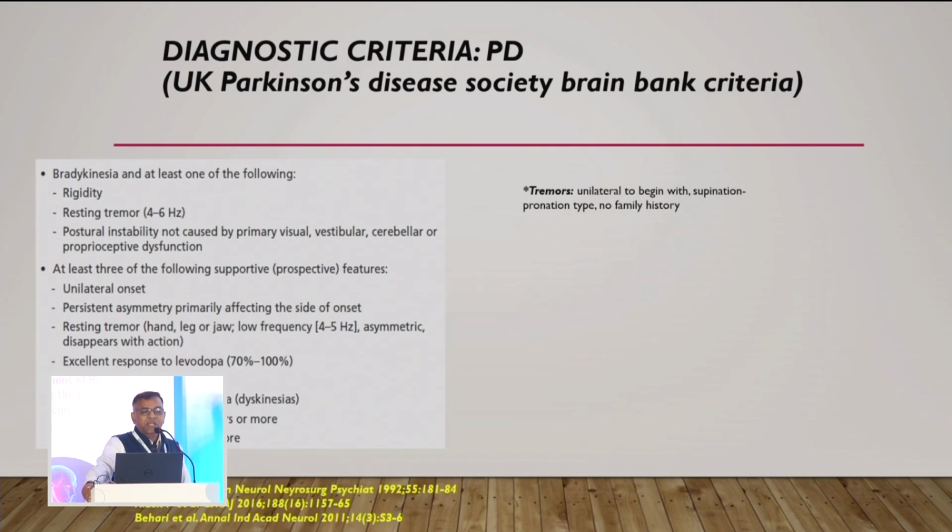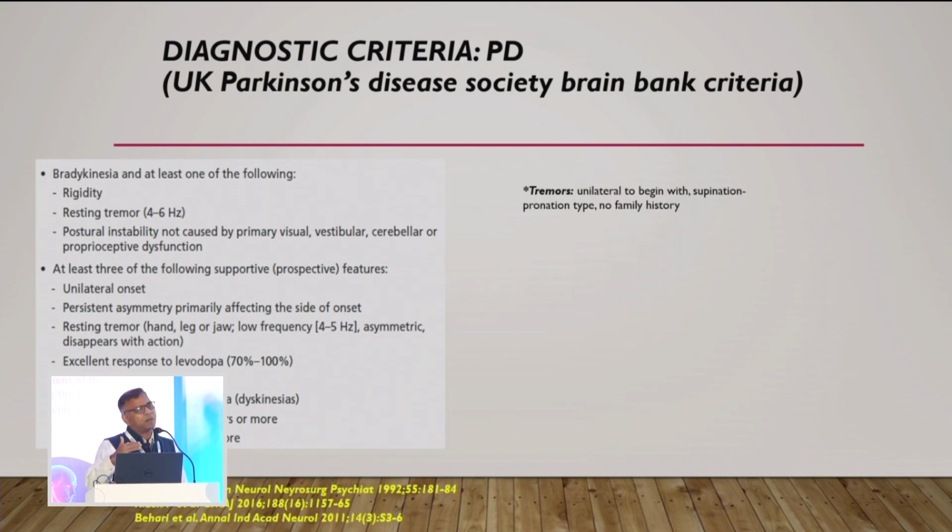So how do you diagnose Parkinson's disease? Again, this is according to the UK Parkinson's Disease Society Brain Bank criteria. You have to have bradykinesia, generalized slowing, associated with rigidity, resting tremors, which again are very important, and postural instability, which may come later on in patients of Parkinson's disease, but in Parkinsonian disorders you will find it appearing much earlier in the course of illness. And then you have to have three supporting features, like unilateral onset. If you are seeing patients with onset of bilateral rigidity and bradykinesia, consider something else. It could be a Parkinsonian disorder, not Parkinson's disease.